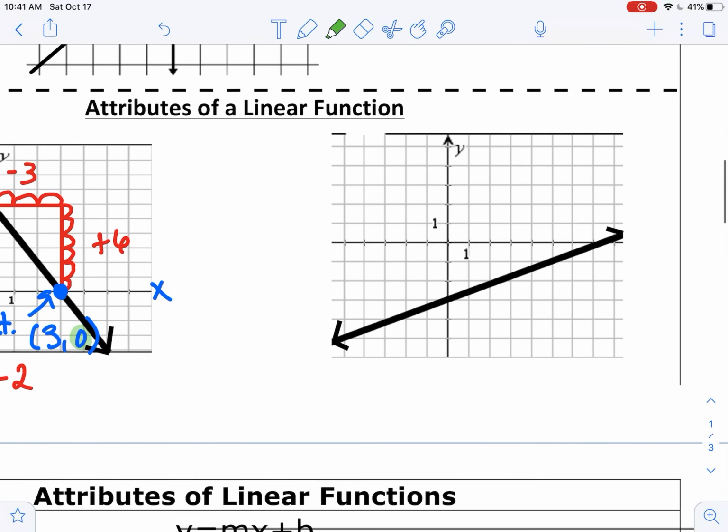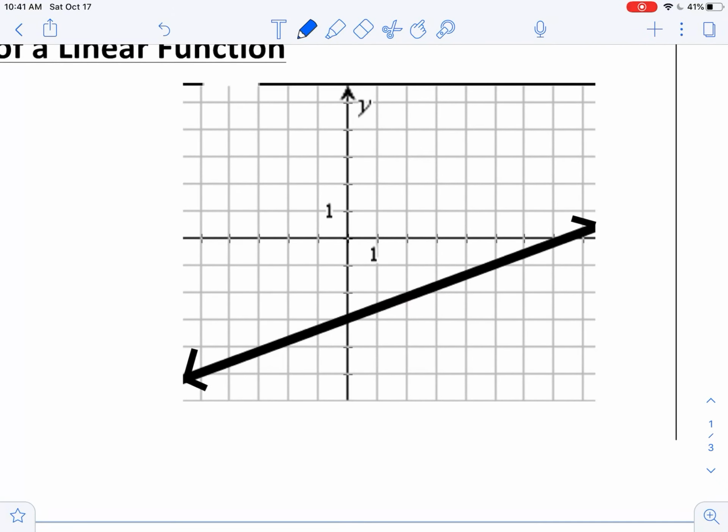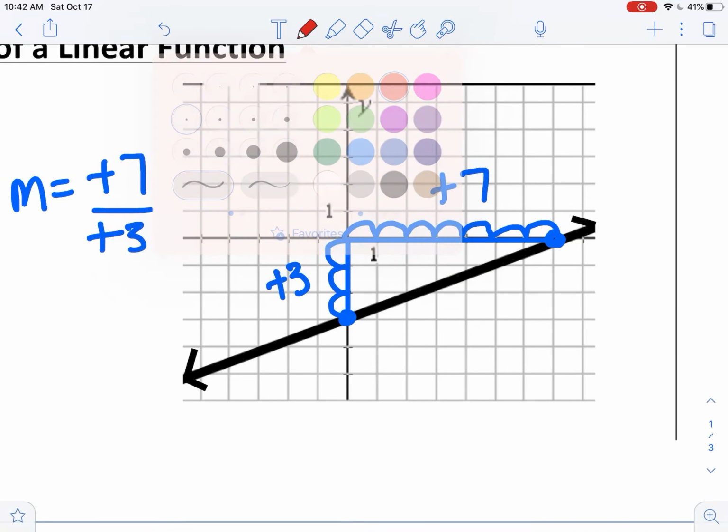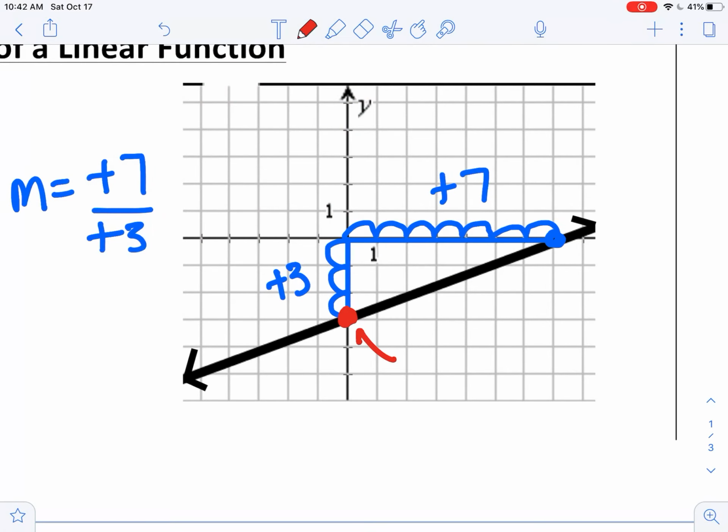All right, let's take a look at this one. So again, looking at our pretty points, we got here and we got here. So let's find our slope. We rise first and then we run. Going up 1, 2, 3, so up 3, over 1, 2, 3, 4, 5, 6, 7. We went to the right, so it's plus 7. So here's our slope: up 3, over 7. You cannot simplify that at all, so that's what we got. Okay, our next attribute, this guy right here, our y-intercept.